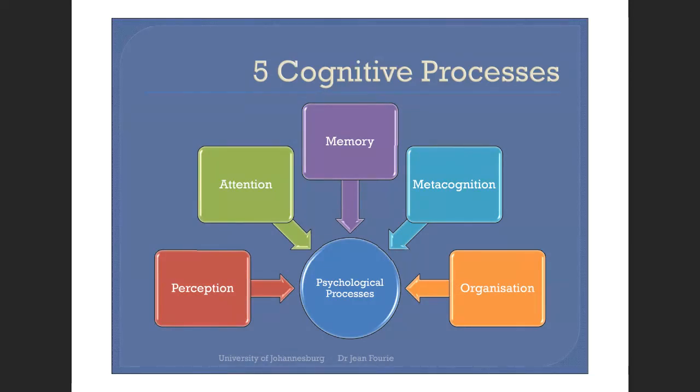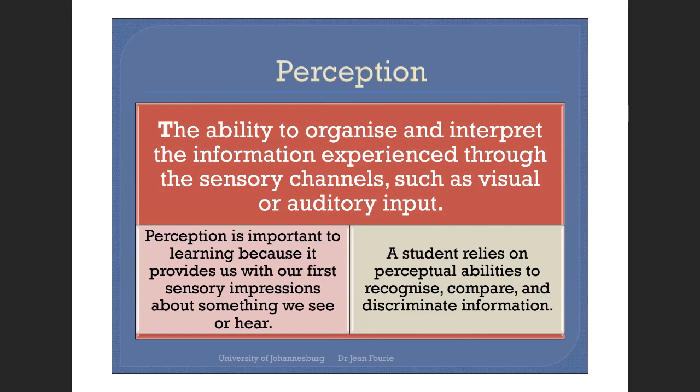The five cognitive processes that are causing difficulties, interfering with the ability to learn to read and write and do maths: perception, attention, memory, metacognition, and organization. I'm going to go through those briefly.